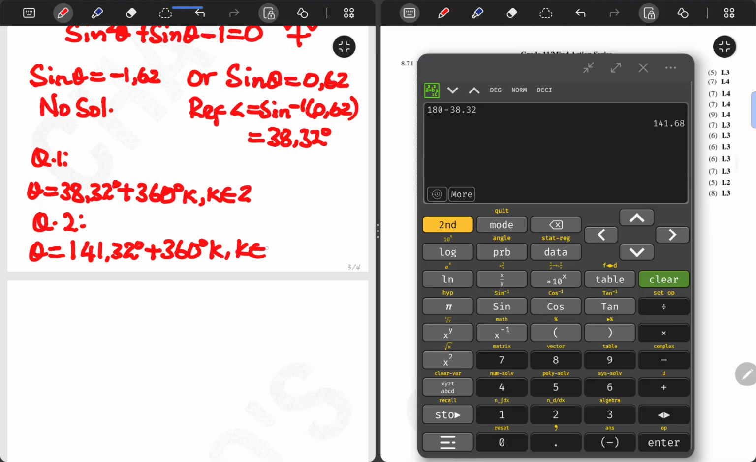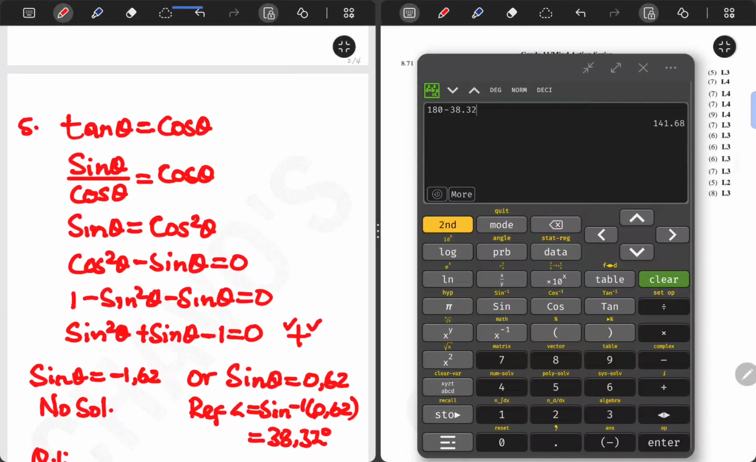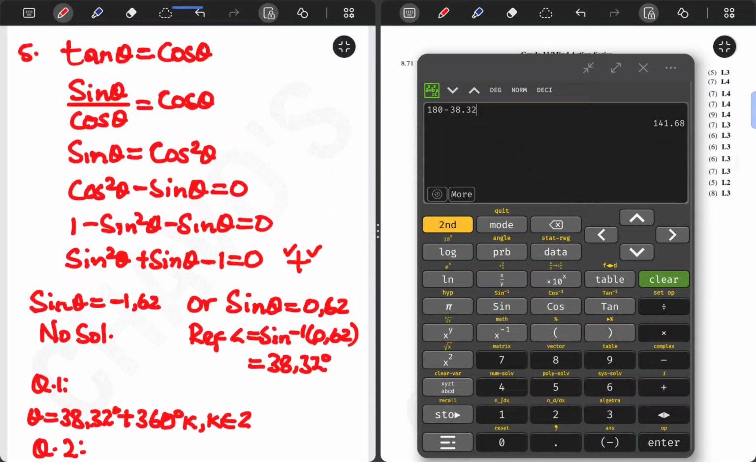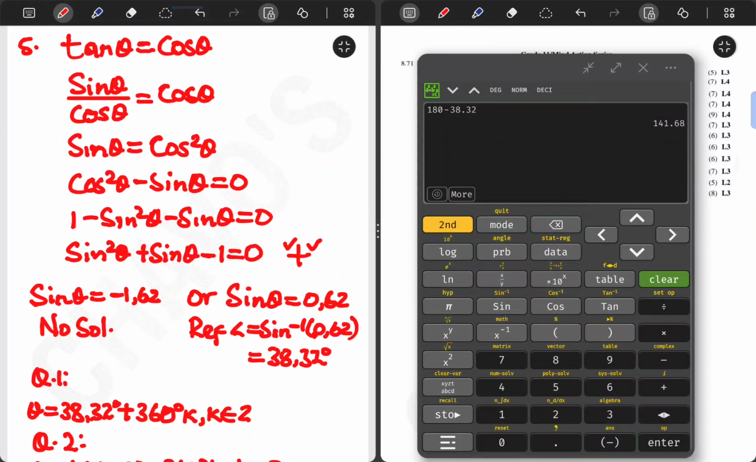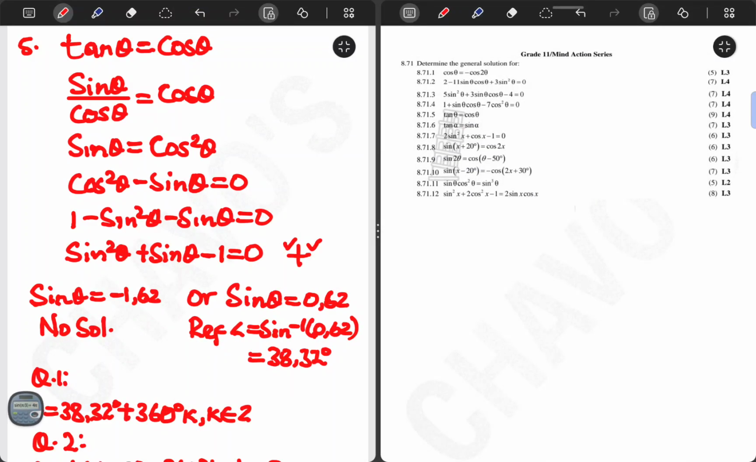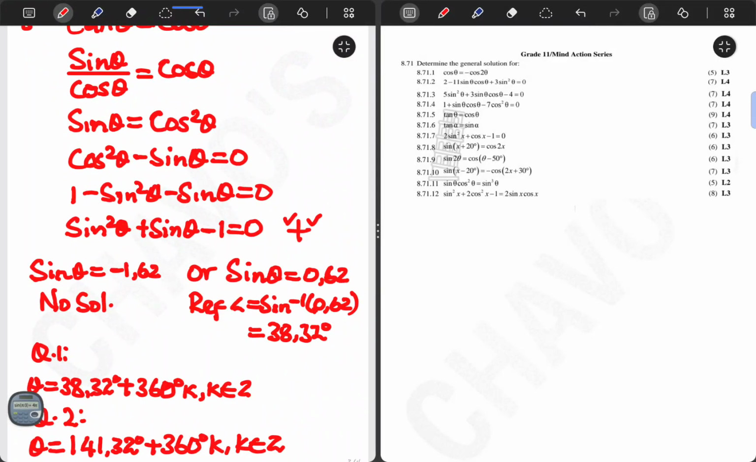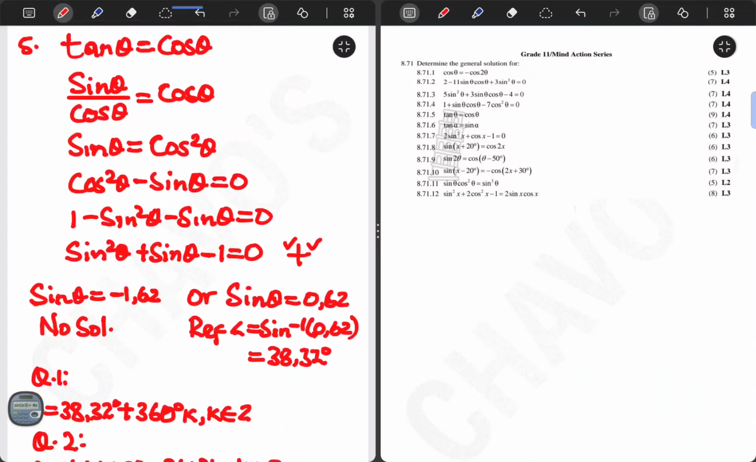K element of integer. Wow, all this, 9 marks. 9 marks, it's a lot. We had to work there. 9 marks, it's a lot, guys. But I hope you have enjoyed this one. Tough questions, beautiful to work with.